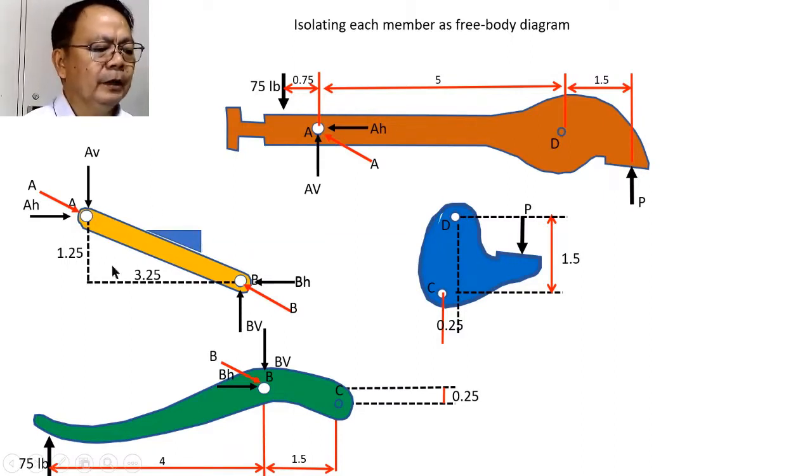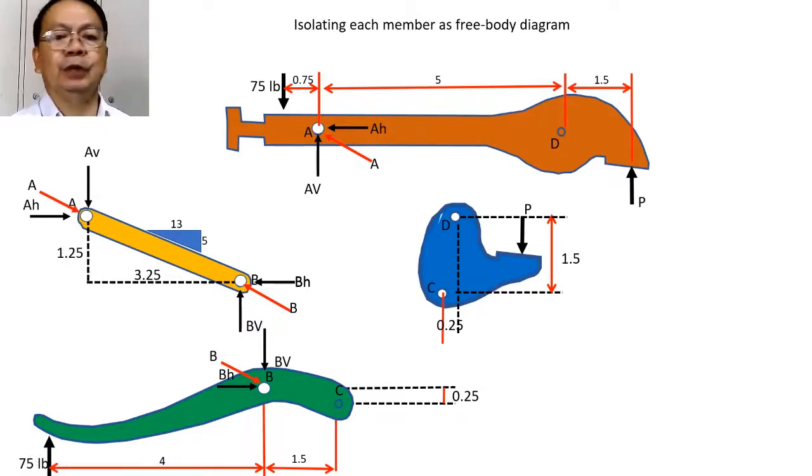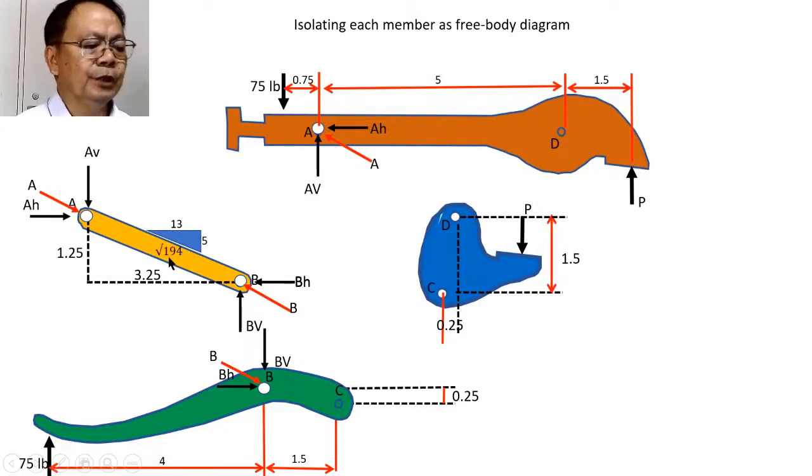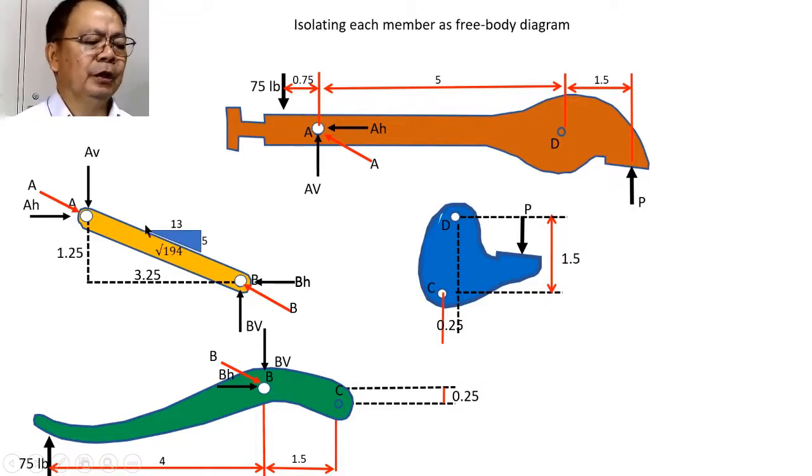So we have here 1.25 and 3.25. If we simplify it, the ratio of the inclination is rising at 5 to 13, because when we divide 1.25 and 3.25 by 0.25, we have a ratio of 5:13. And its inclination would have a value of square root of 194. So that is the slope of this member AB.